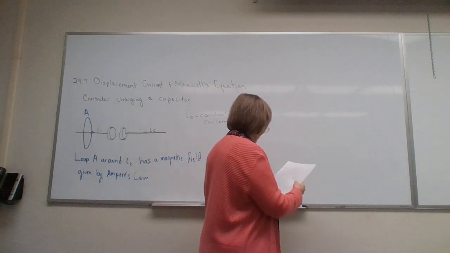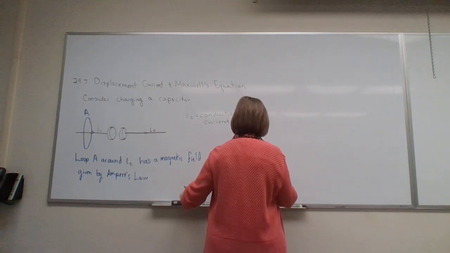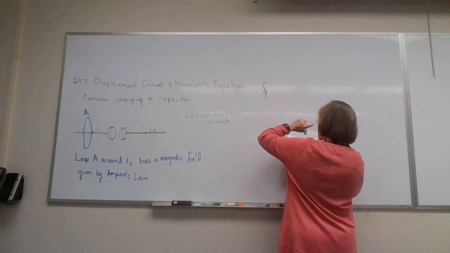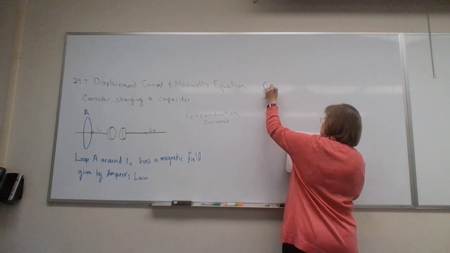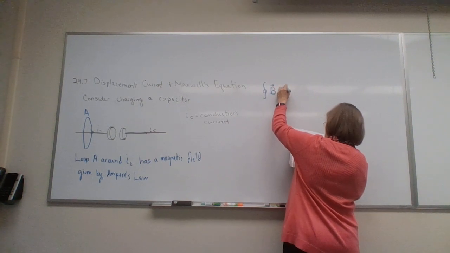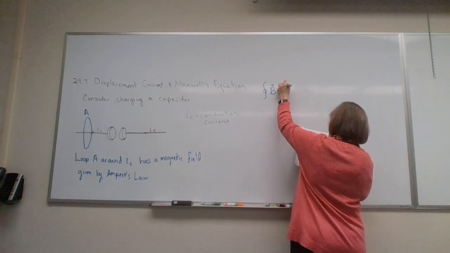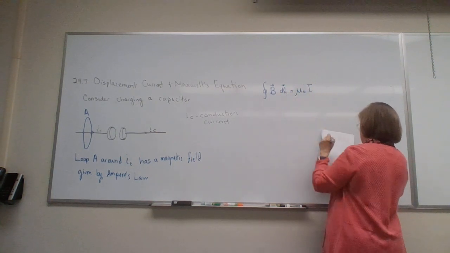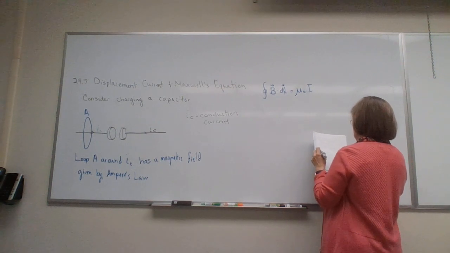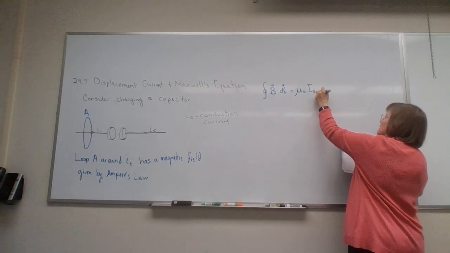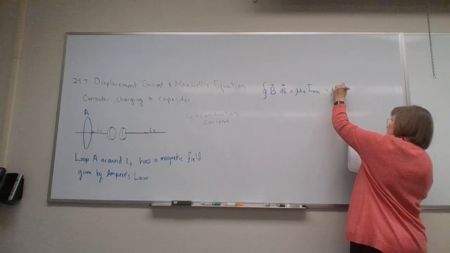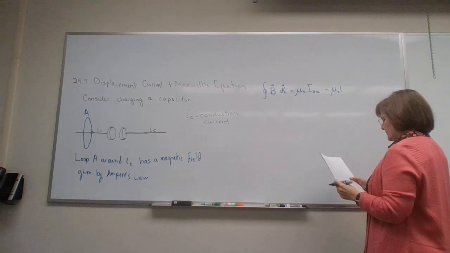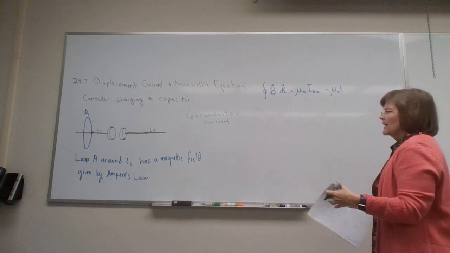What does Ampere's law tell us? Well, Ampere's law tells us that the integral of B dot dl is mu naught I, or in this case, I enclosed, where we're using a lowercase I.